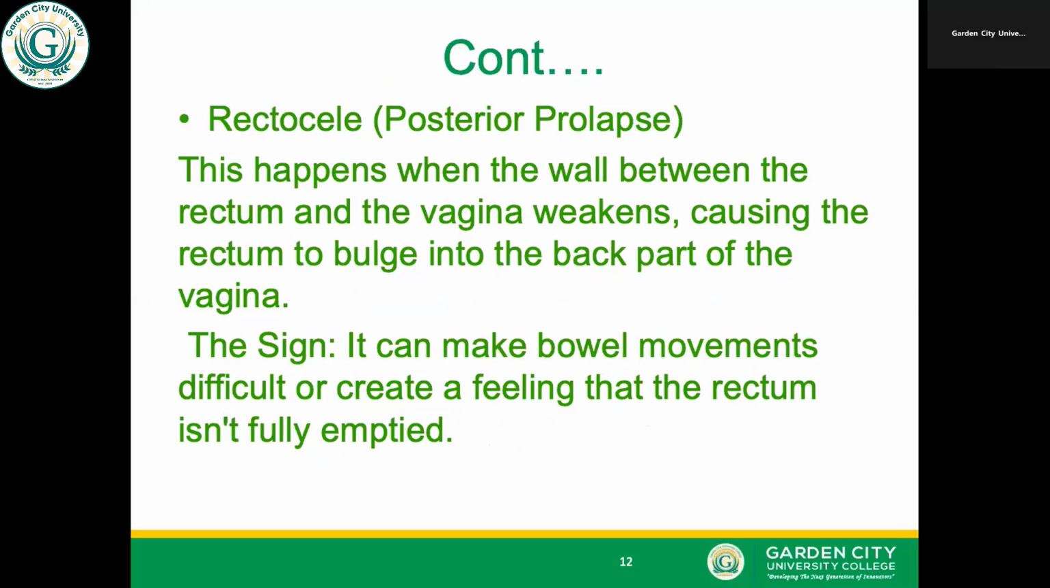So these are types of prolapse, but not uterine prolapse. Uterine prolapse is also part of the types of prolapse. With the rectocele, this happens when the wall between the rectum and the vagina gets weakened. And when it gets weakened, it causes the rectum to bulge into the vagina, and that is termed rectocele. Some of the signs of rectocele are difficulty with bowel movement, and also after going to the toilet, you still feel that your rectum isn't fully emptied.